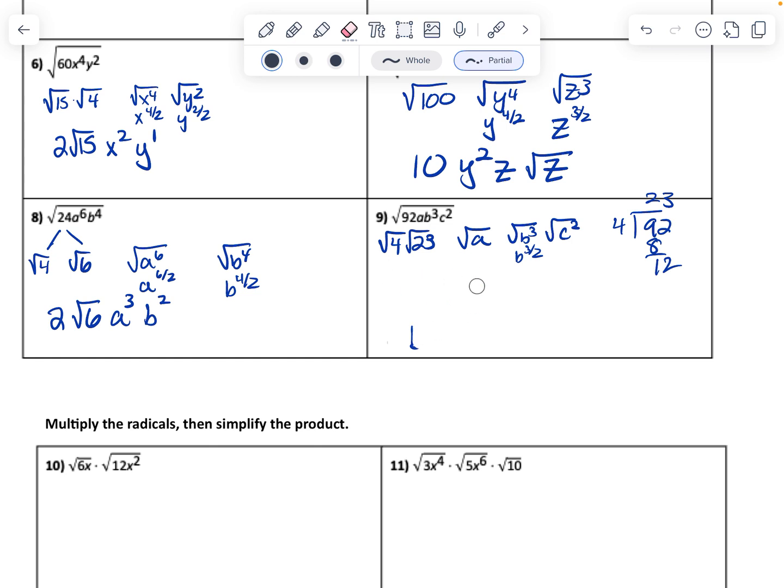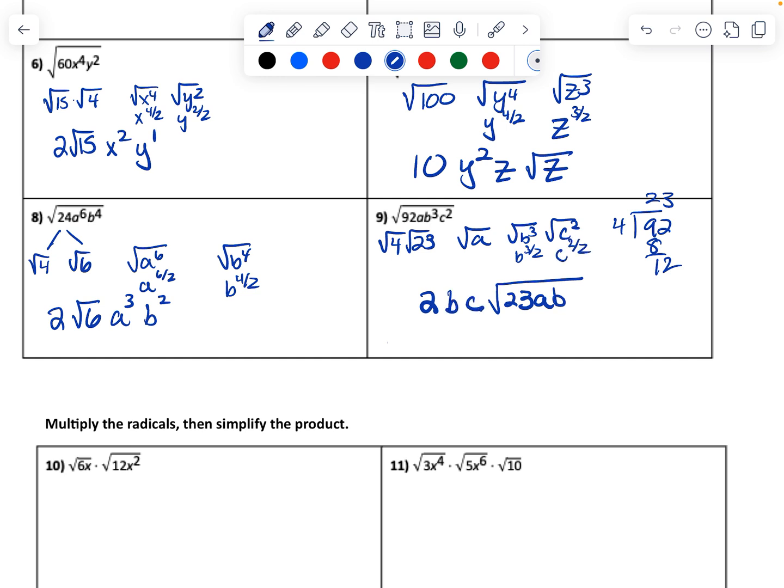Maybe what might be an easier way is I'm going to separate stuff into what can be outside the square root and what can be inside. So square root of 4 is 2. 23 I can't take the square root of. A I can't take the square root of. But the b, 2 goes into 3 once. And there's 1 left over. C to the 2 over 2, that's just c to the first.